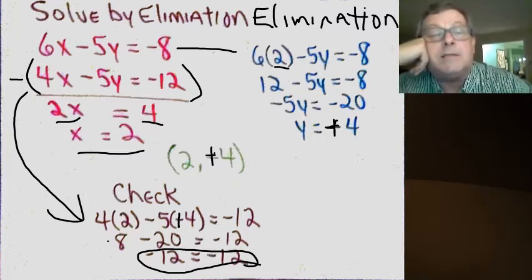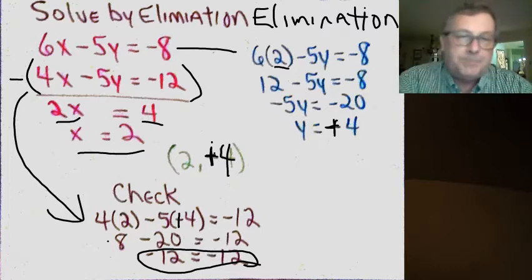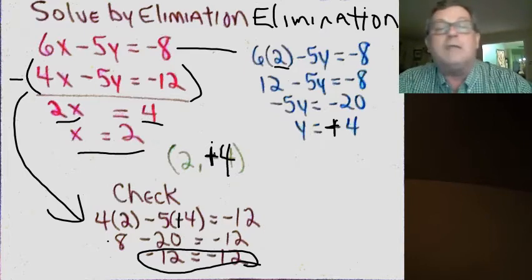Easy to make mistakes. Got to watch your signs. A lot of maneuvering back and forth. And this is why you definitely want to check your work. Nine times out of ten, you've done one or two things wrong. You've either written down the equations incorrectly or you've got a sign error like I just did. Check your work.